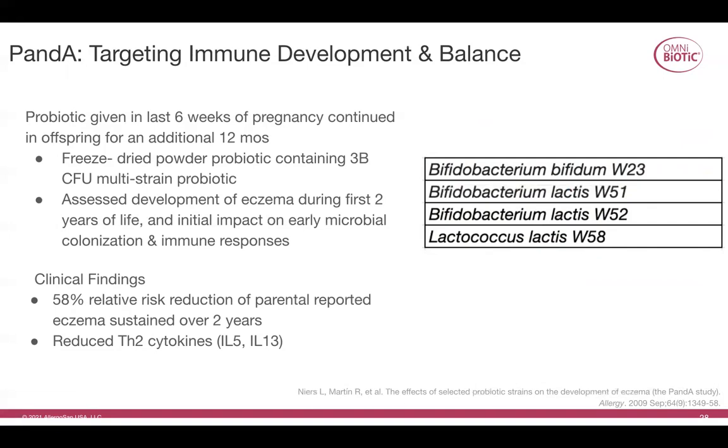And the study assessed the development of eczema during the first 2 years and the initial impact on early microbial colonization and immune responses. What was found in this study is that 58% relative risk reduction of parental reported eczema, and that was sustained over 2 years, despite the fact that the probiotic was stopped in the first year of life. There was also a reduced Th2 cytokine, so interleukin 5 and interleukin 13, hypothesis being that this particular probiotic blend helps flip that Th1, Th2 balance. We care about this because in atopic diseases, we see a preponderance of Th2 and a lower number of Th1.